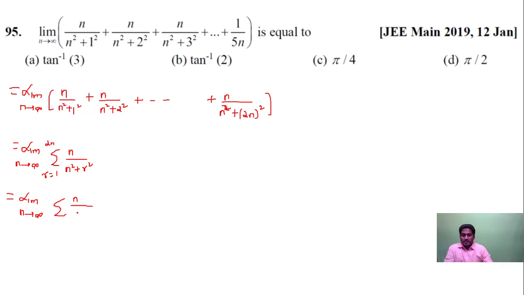So the limit n tending to infinity of the summation n divided by n square, if I take common, this is 1 plus r by n the whole square. This n will cancel with the square. I take 1 by n out. Let us bring it to the standard form. So this is equal to the limit n tending to infinity of 1 upon n summation 1 plus r by n the whole square, r is equal to 1 to 2n.